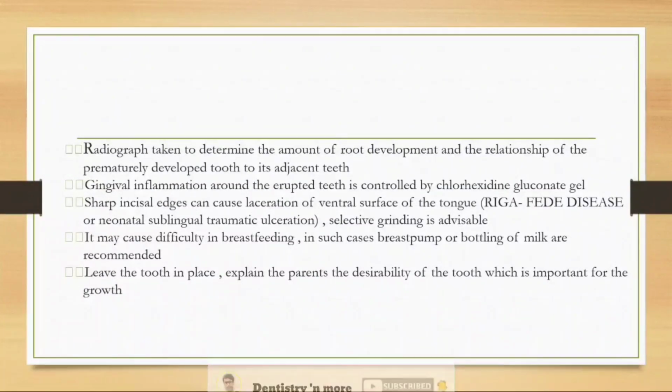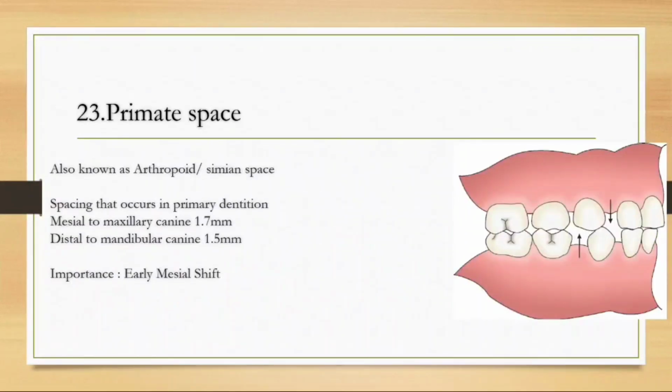So unless and until it creates so much of a problem, we don't need to extract it. Now we have the primate space, that is also known as anthropoid and simian space, which is present between the lateral incisor and canine on the upper teeth and between the canine and first molar on the lower teeth.